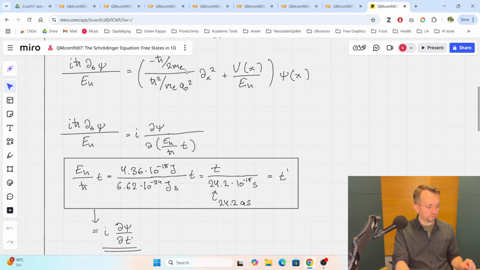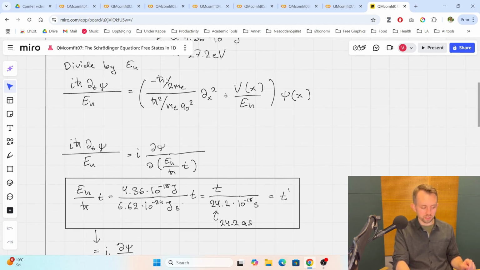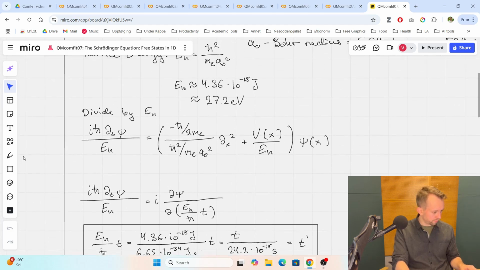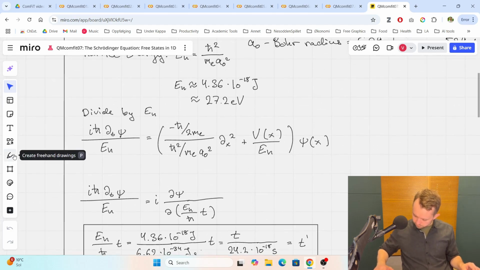And now I do the same kind of trick for this combination of variables here. By the way, there is an error here. It should be h bar squared here.